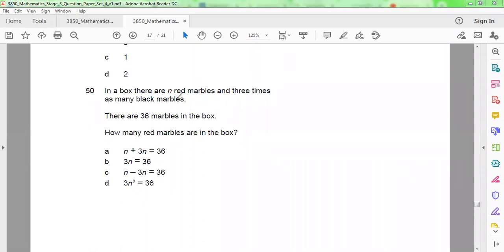Okay, so in a box there are n red marbles and 3 times as many black marbles. Well, there's no notation for black marbles, so you could actually say there are 3 times as many as red marbles, where the 3 times as many marbles are black in color. And we have 36 marbles in the box.